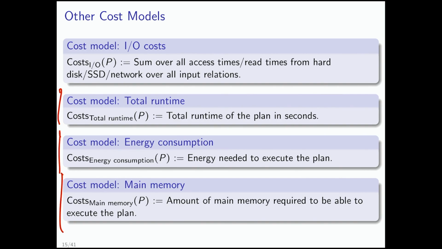Or in certain constrained situations, it's maybe main memory. If you're scarce with main memory, maybe you want to have a plan that's not as fast but doesn't consume so much memory, because maybe on that machine other things are going on and you simply cannot allocate so much memory.